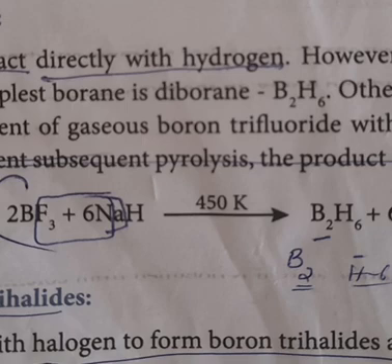The other larger boranes can be prepared from diborane. Treatment of gaseous boron trifluoride with sodium hydride at around 450 Kelvin gives diborane. With that equation: 2BF3 plus 6NaH at 450 Kelvin gives diborane B2H6 plus 6 molecules of NaF.